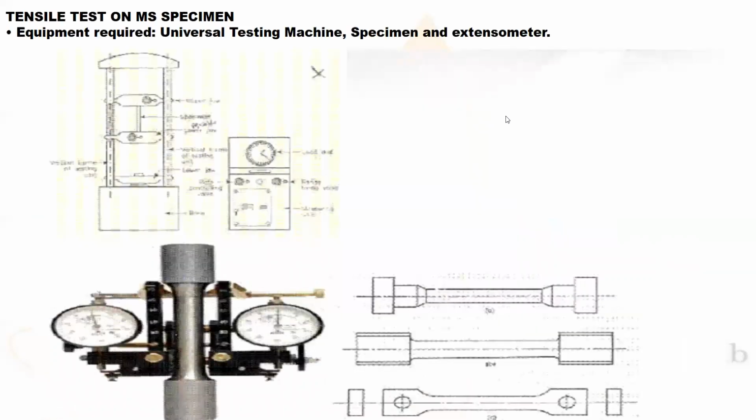The laboratory test for reinforcement. Tensile test on MS specimen. Equipment required: universal testing machine. This is a universal testing machine with the 2 gauges.